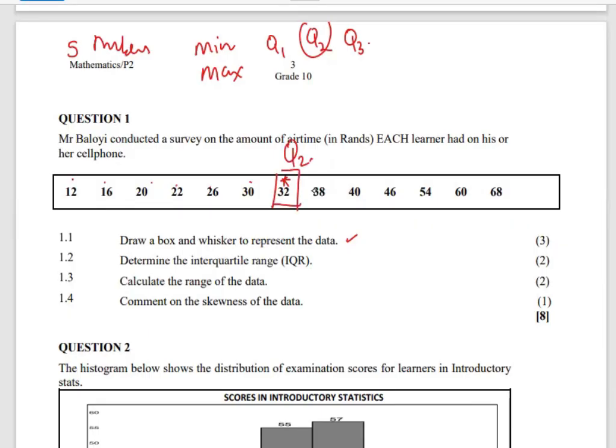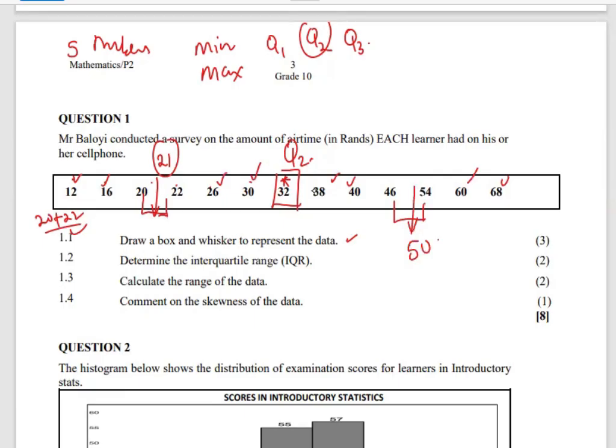And then let's look at the first numbers on the left, and let's look for the Q1. Between 20 and 22, meaning that our Q1 is going to be 21. So 20 plus 22, divided by 2, which is 21. And then on the right side, let's add these 2. That's going to give us 100 divided by 2, which gives us 50.